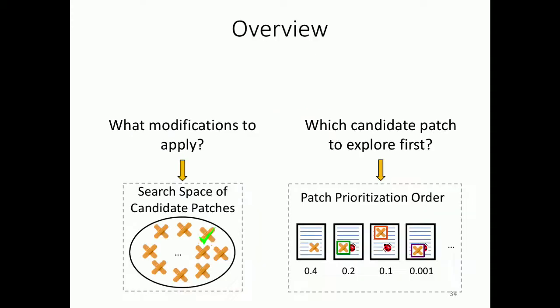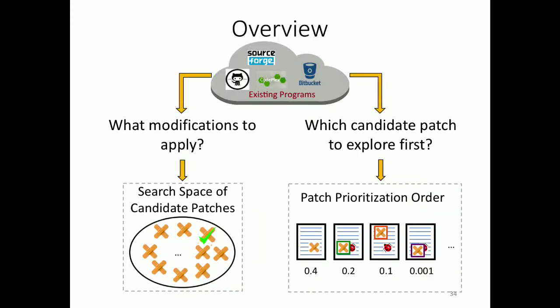So now, the remaining part of the talk will be focused on how we actually do this, how we learn from past human development efforts, the human patches, to enhance two key components of the patch generation system: how we learn how to rank correct patches, and how we infer the modifications. In the first part of my talk, I'm going to talk about learning patch prioritization order, how we rank potentially correct patches first. And then in the second part, I'm going to talk about how we infer modification rules.